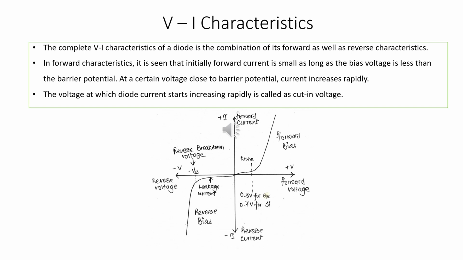As reverse voltage is increased, reverse current increases initially, but after a certain voltage, the current remains constant, equal to the reverse saturation current I naught, though the reverse voltage is increased. The point A where breakdown occurs and reverse current increases rapidly is called the knee of the reverse characteristics.